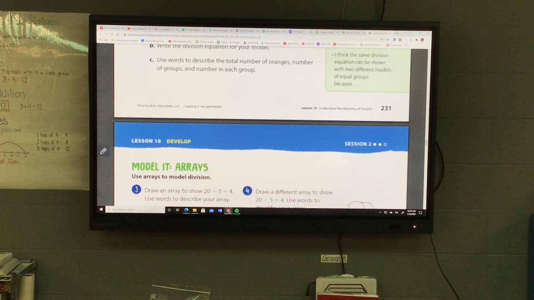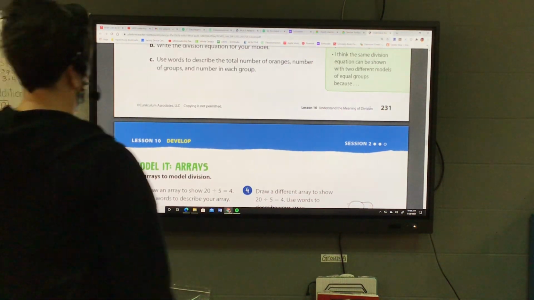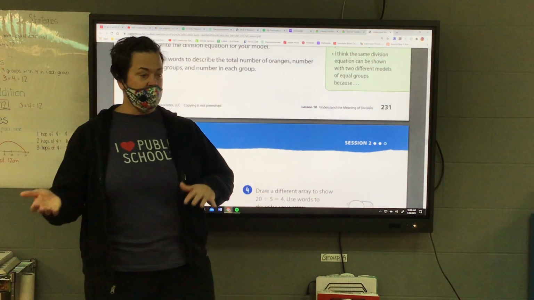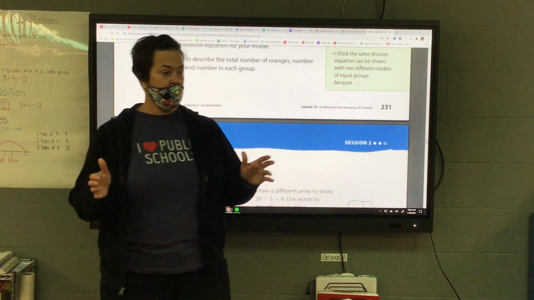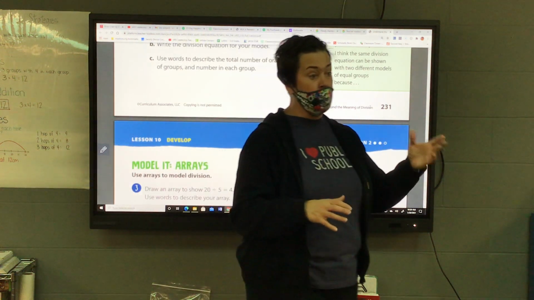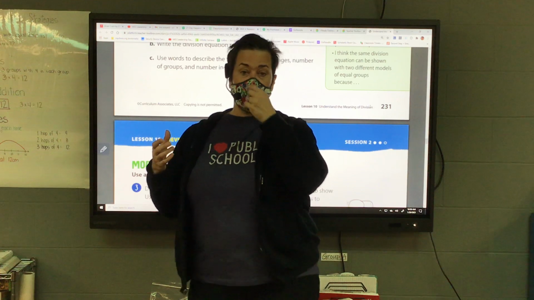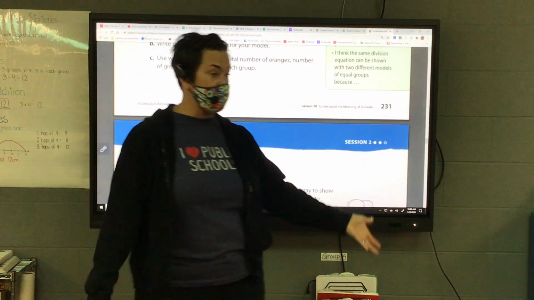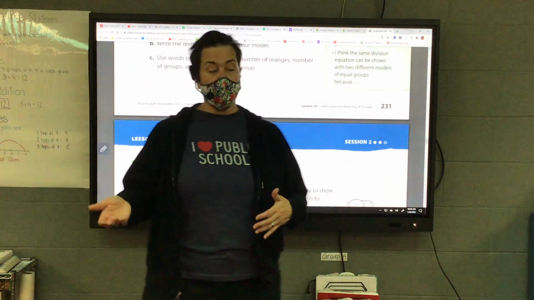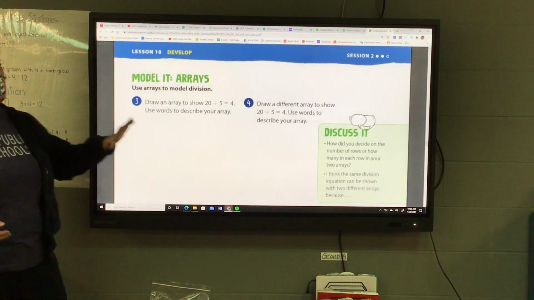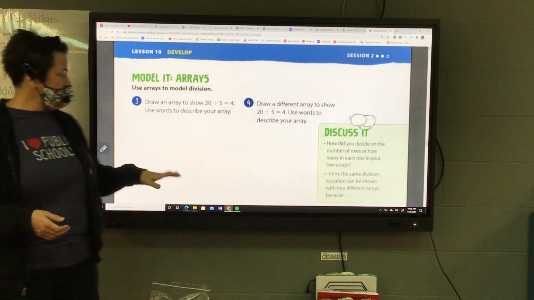In math yesterday, we were talking about division. We had started it and we could see how it relates to multiplication. And we were working on equal groups to help us divide out a number to find how many were in each group or how many equal groups there were. Now today what we're going to do is take a look at arrays.